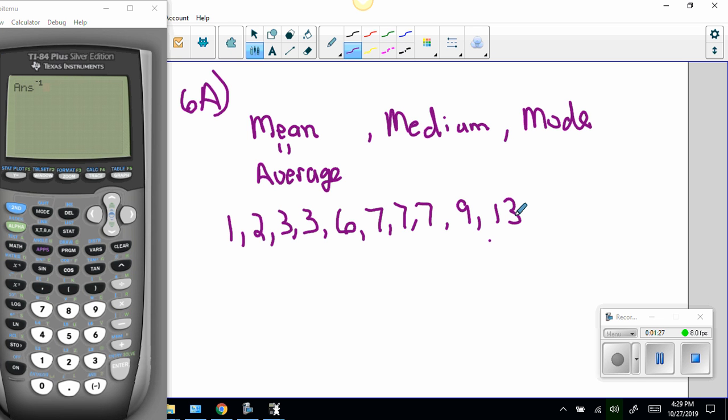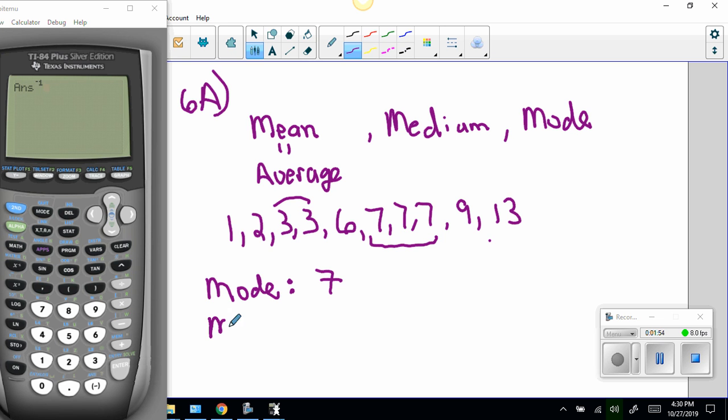Let's start with the easiest, mode. Mode is the number that occurs most often, and clearly it's 7. 3 was a close second. Can you have two modes? The answer is yes. If there happened to be another 3, the modes would be 3 and 7.